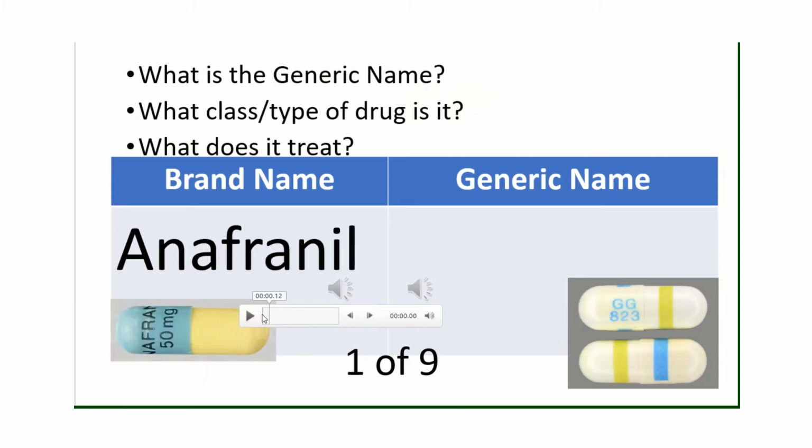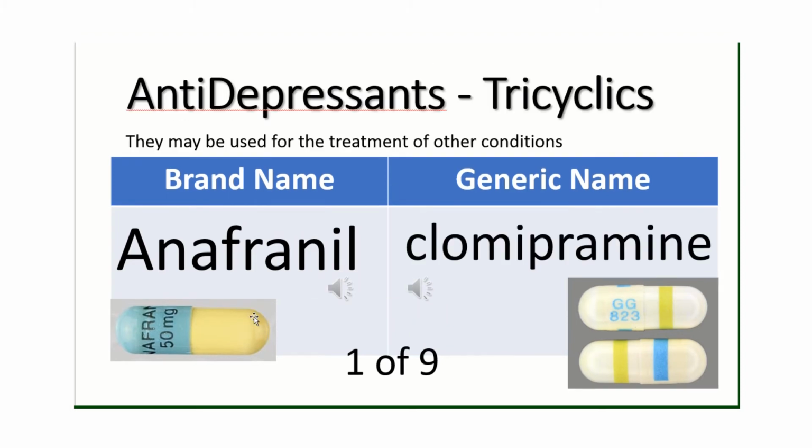What is the generic name for Anafranil? What type of drug is Anafranil? What does Anafranil treat? The generic name for Anafranil is clomipramine. Anafranil and clomipramine are tricyclic antidepressants. These may be used for the treatment of other conditions.